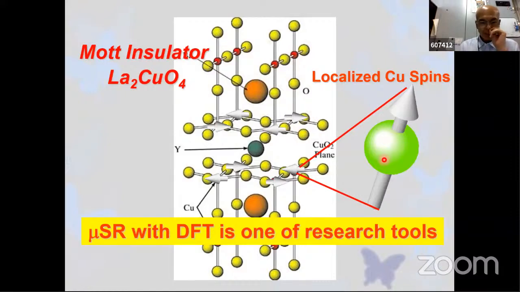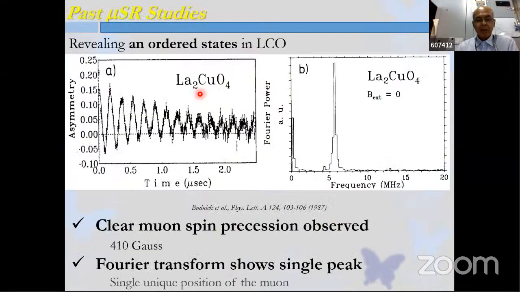Then muon and DFT are research tools for us to investigate more and more on La2CuO4. In some sense, our measurement is not like a major measurement, but we feel the missing knowledge on the high-Tc cuprate from the viewpoint of MuSR. This is the first measurement of MuSR. This is my answer to Professor Risty.